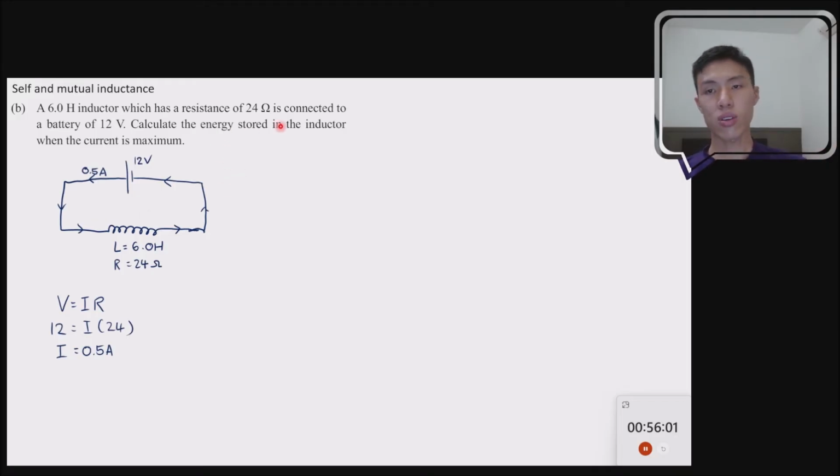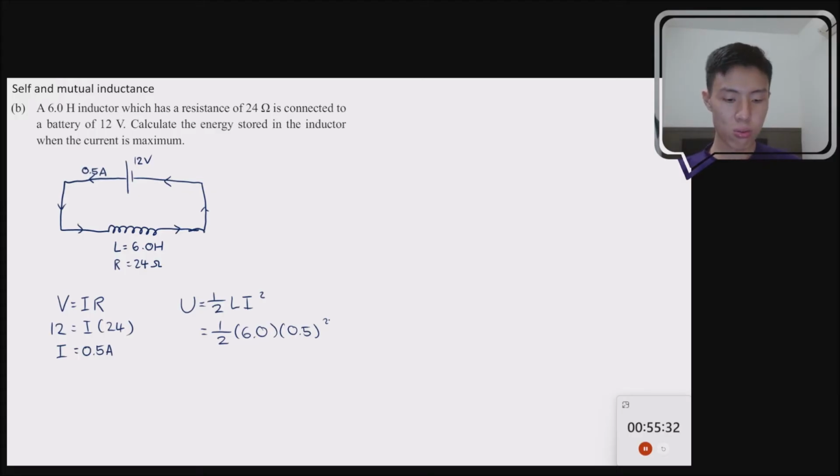So that's why they mention when the current is maximum. Yes, the current is indeed maximum at 0.5 ampere, but it will take some time for it to reach 0.5 ampere, and they're interested in what the energy stored in the inductor is when it reaches 0.5 ampere. We know the energy stored in the inductor is just half L i squared, so I believe you can continue with the substitution. Inductance is 6.0, the current is 0.5 ampere squared.